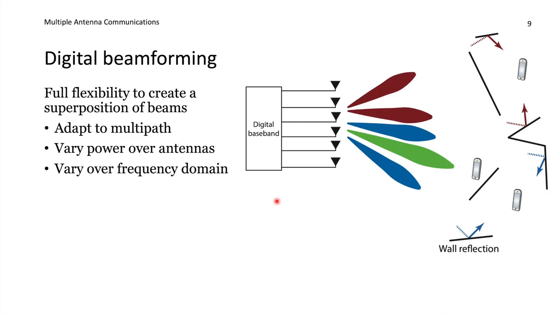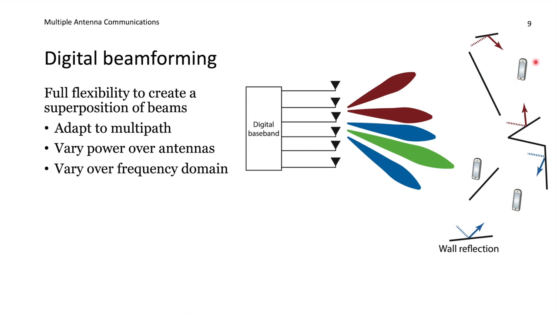The type of beamforming that we have been talking about in this course is also known as digital beamforming, and it means that every antenna in our array has a different, separate transceiver chain connected to digital baseband, which means that we can control every antenna separately, giving us full flexibility to create any superposition of beams towards different users.